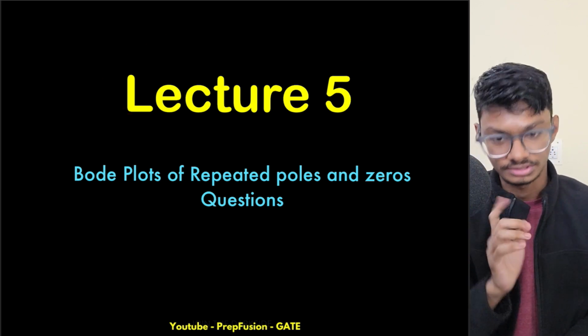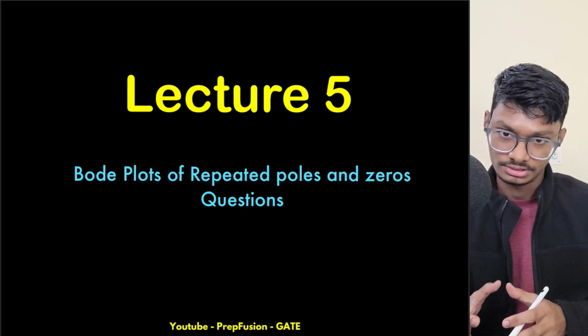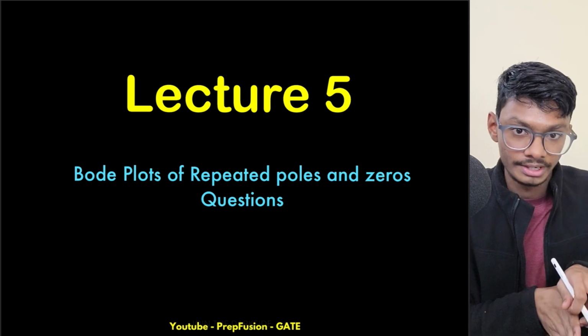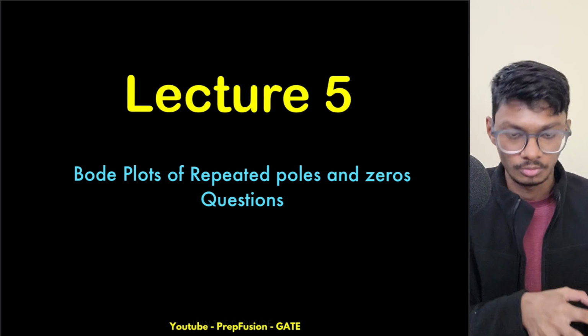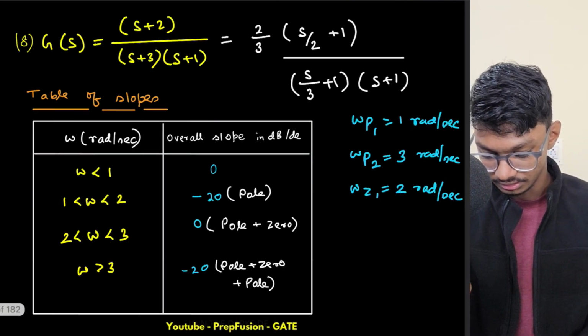So in this lecture, what will we study? We study the Bode plots of repeated poles and zeros, and quotients of Bode plots. And like this, the Bode plot section will be ending and we'll start a new topic itself. Okay. But before that, we had a question that I gave you in the previous lecture.